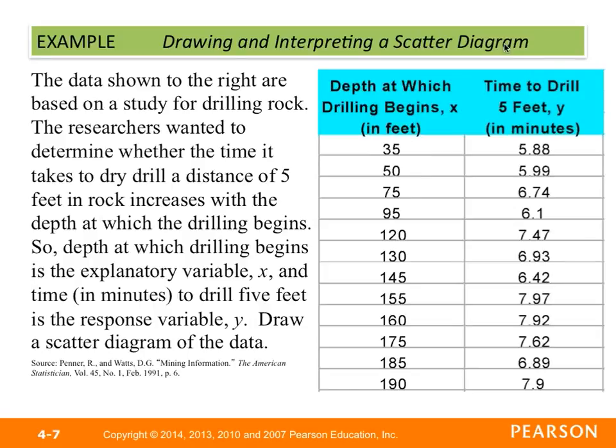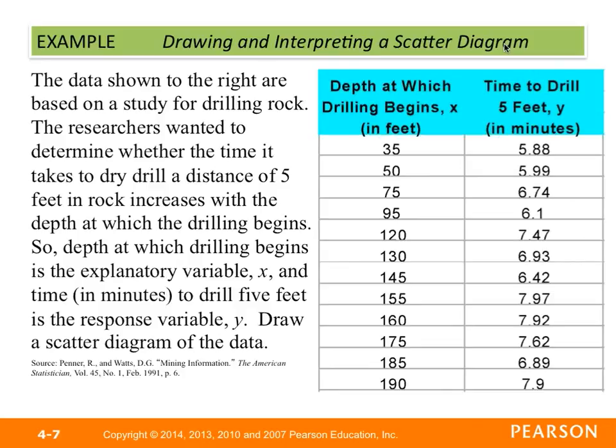The data shown on the right are based on a study for drilling rock. The researchers wanted to determine whether the time it takes to drill a distance of 5 feet into the rock increases with the depth at which the drilling begins. For example, if we begin drilling at the surface, does that take any longer than if we begin drilling 100 feet down? So the depth is going to be the explanatory variable, x, okay, and the time is going to be the response variable, y.